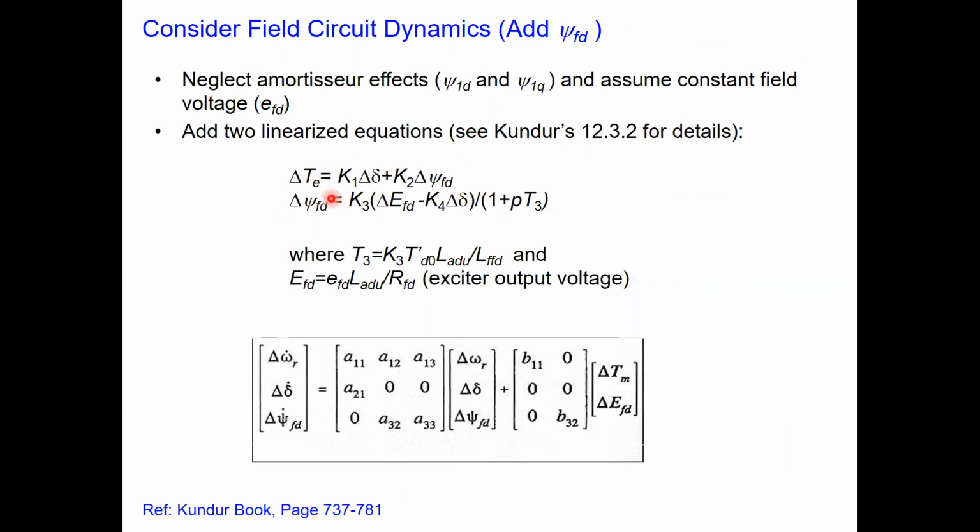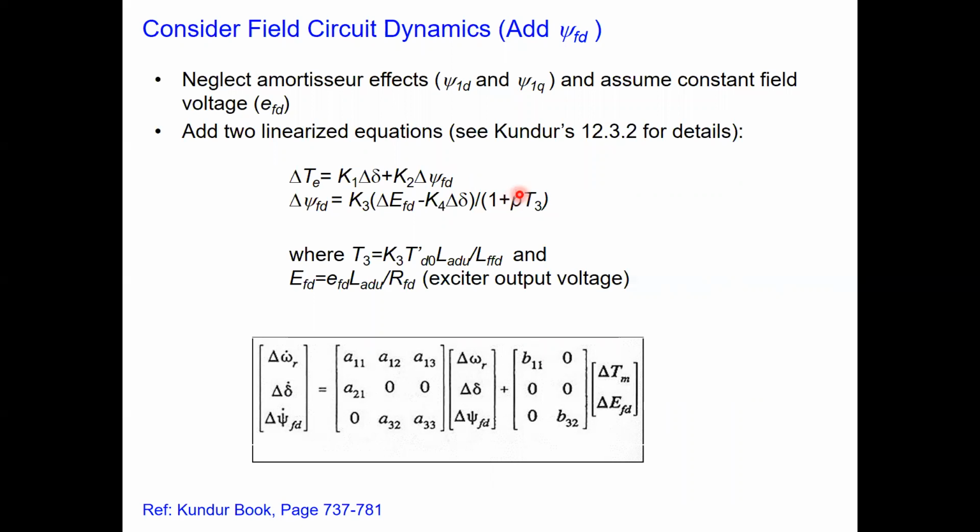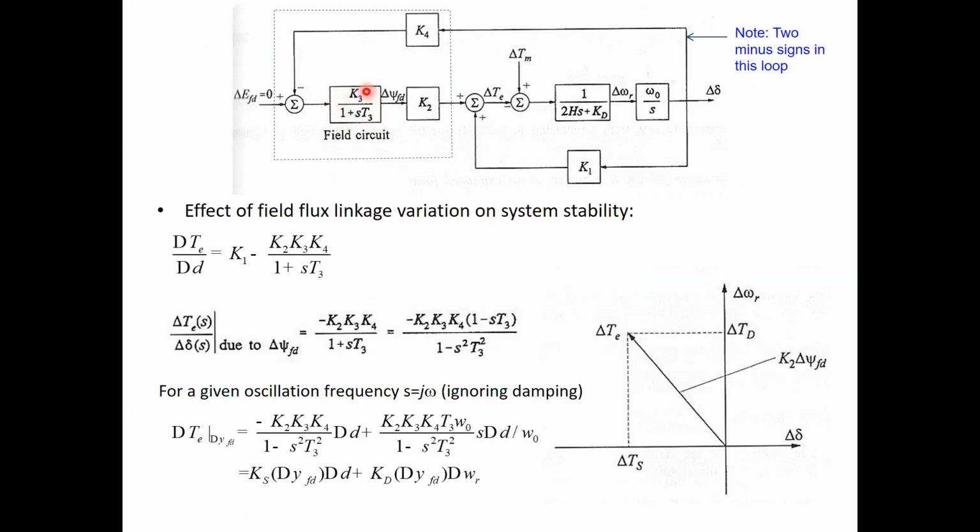Then del psi FD here. Now this part, what we have represented, is the K3 with the manipulation of this part divided by this quantity here. So this is something like a first order system. You can see K3 divided by 1 plus ST3, because this is d by dt basically. So we can write it as S in the Laplace transform. We have written it as S here, right?